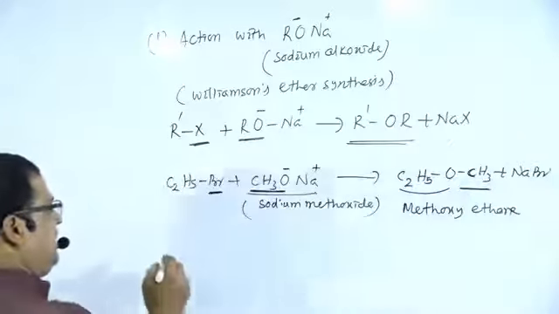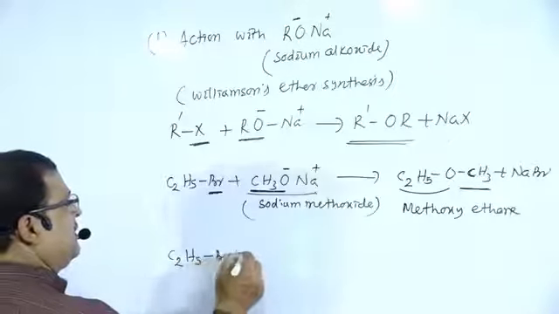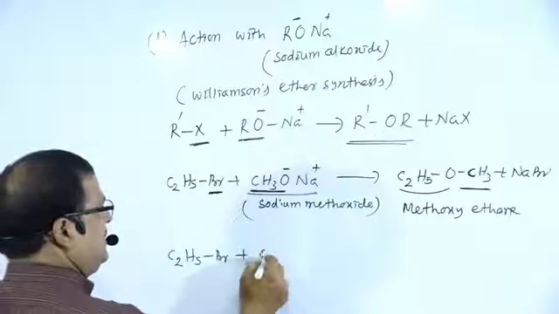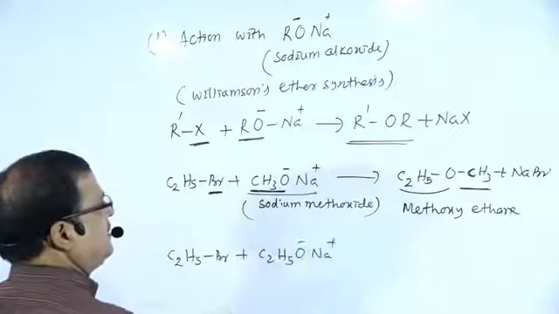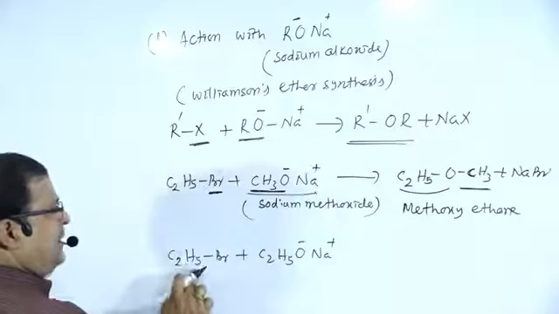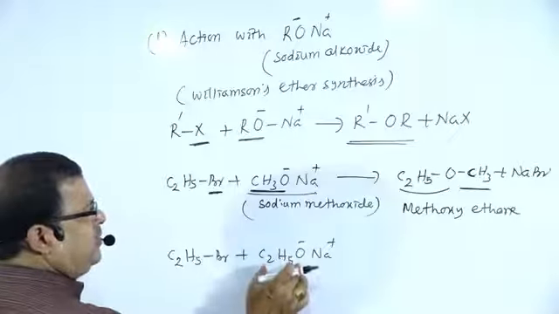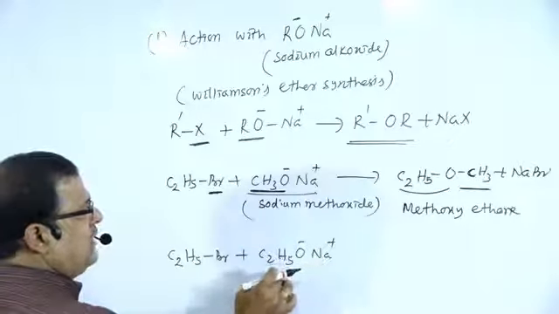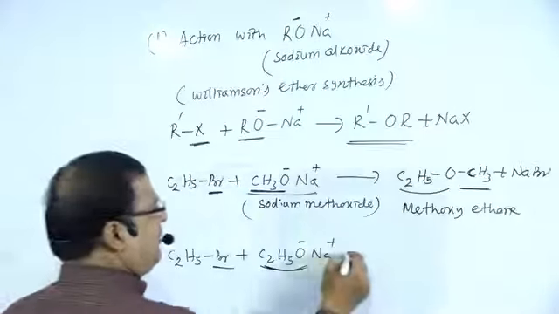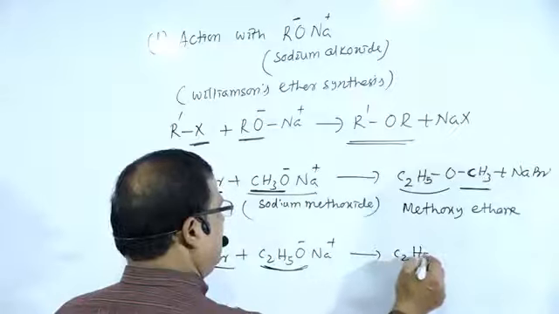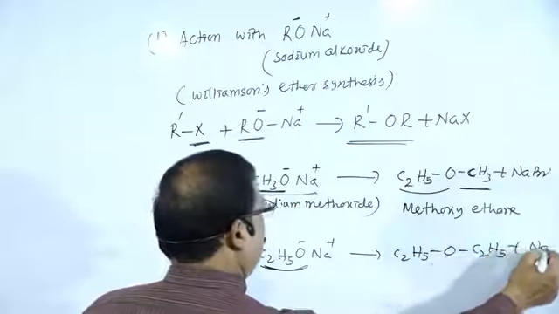In the same way, if we take C2H5Br and treat it with C2H5ONa, that is Na+ and O-, ethyl bromide reacts with sodium ethoxide. This is the nucleophile that will replace the bromine. So there is the formation of C2H5OC2H5 plus NaBr.